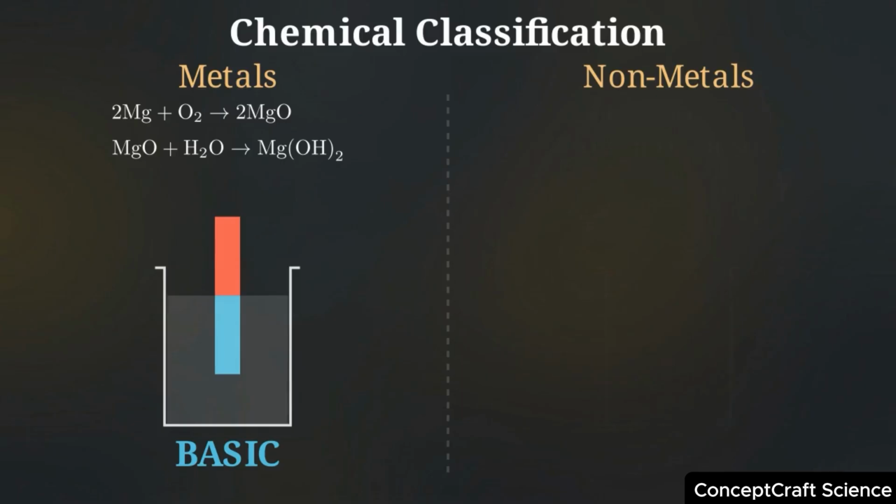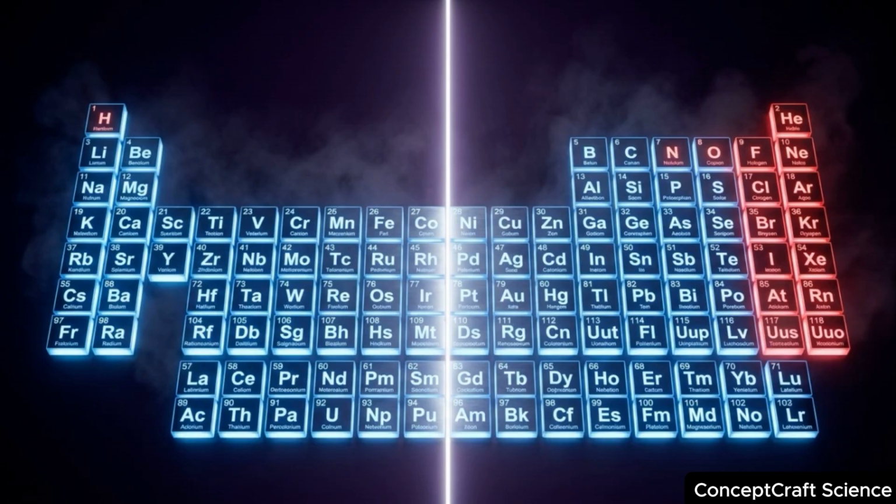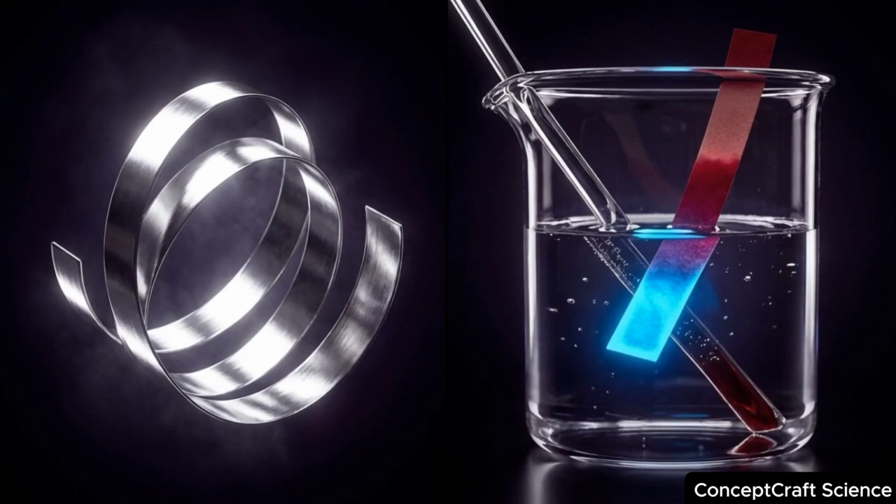Now look at what happens when we swap in a nonmetal, like sulfur. A nonmetal plus oxygen yields a nonmetal oxide. We dissolve those fumes in water, test it, and this time blue litmus paper turns red. That proves the nonmetal solution is acidic. That chemical footprint, producing a basic oxide versus an acidic oxide, is the true dividing line of the periodic table. It gives us a reliable way to sort elements, regardless of what physical disguise they are wearing.